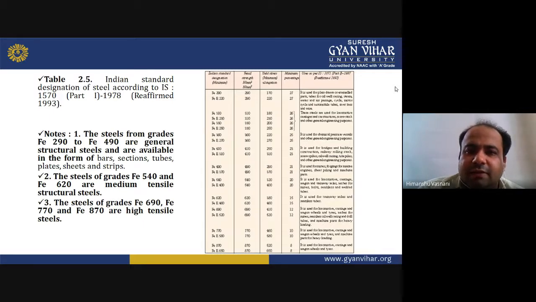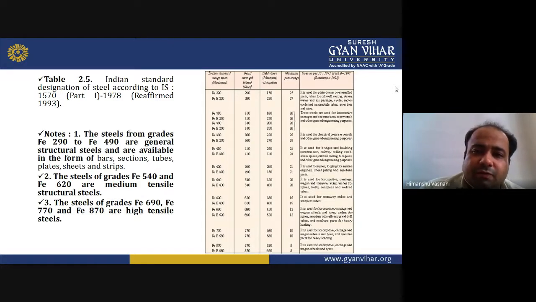Like you can see there's Fe290 or FeE220. These have a tensile strength of 290 and a yield strength of 220 for the second material. You can see the applications: it is used for plain or enamel parts or tubes for oil well casings and steam, water, air passages. Then motorcycle and automobile tubes. So you can see that the applications are vast.